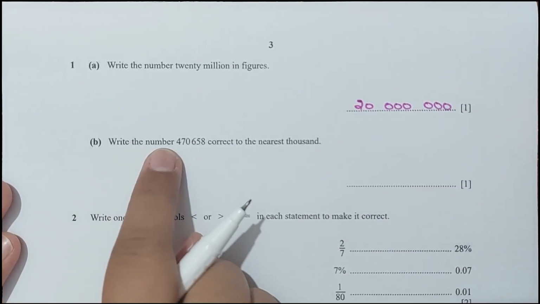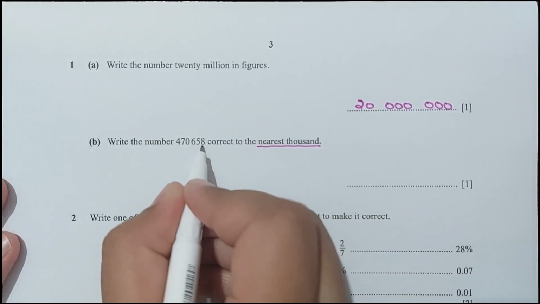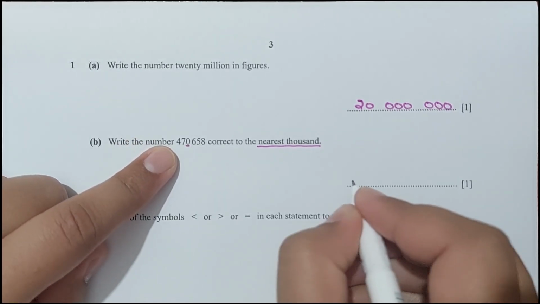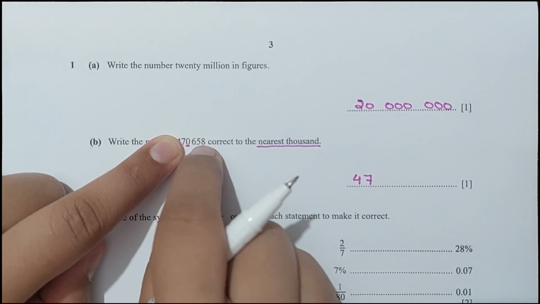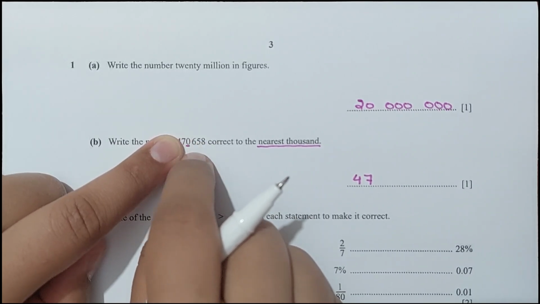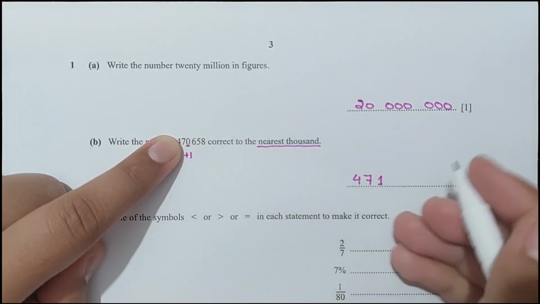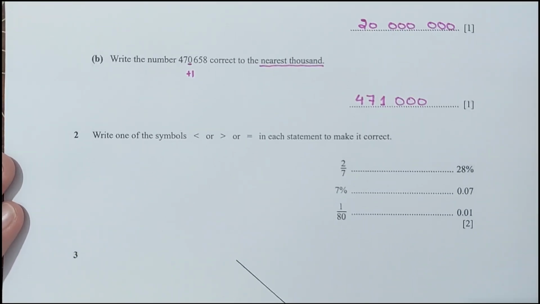Part B: write the number correct to the nearest thousand. Ones, tens, hundreds, thousands. So this is the digit at the thousand place. The 4 and the 7 stay the same. The next digit is 6, and 6 is more than 5, so we have to round up. We add 1 to the 0, so it becomes 1, and replace the rest of the 3 digits with zeros. So this is 471,000.